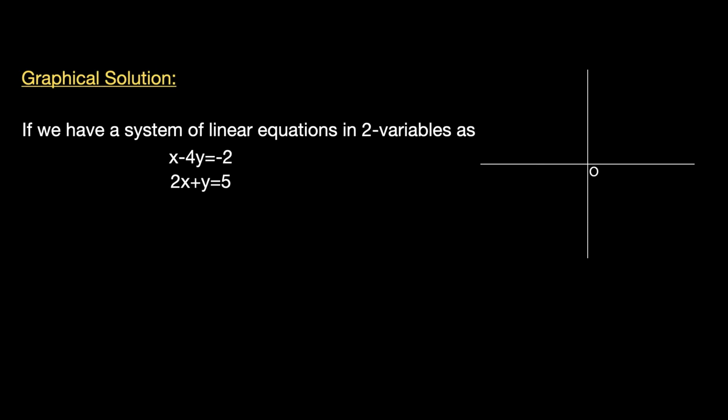So for example, for the first equation, if we draw it, suppose this is the representation of the first line. I'm not saying that this is the exact drawing, but just for the sake of understanding, I just drew it. And suppose the second line is denoted by this line here. So this point of intersection gives you the solution of the system of linear equations.